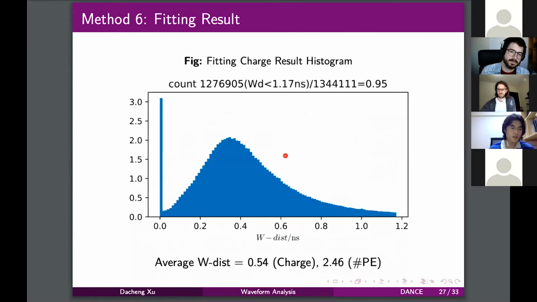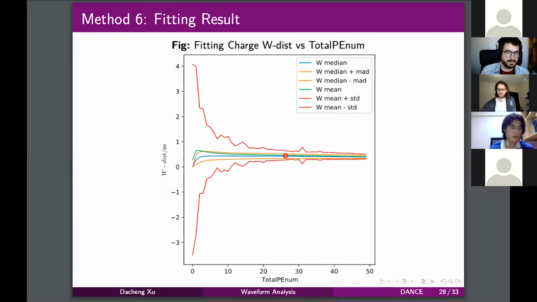And the fitting method is best for reconstruction of charge. And here's a histogram. And the average Wasserstein distance is 0.54 for charge and 2.46 for the PE number. And here is the statistical graph for the fitting method.